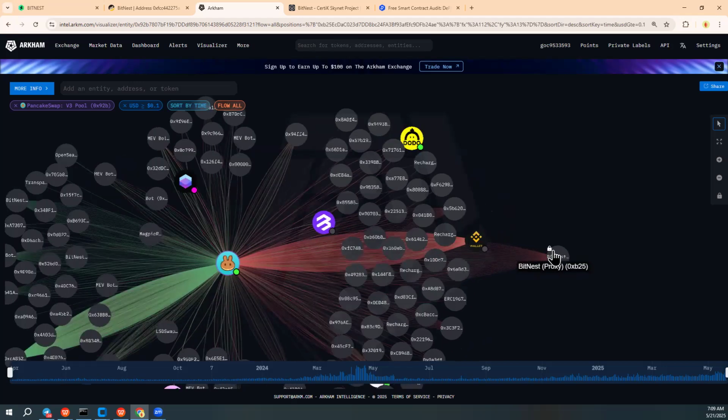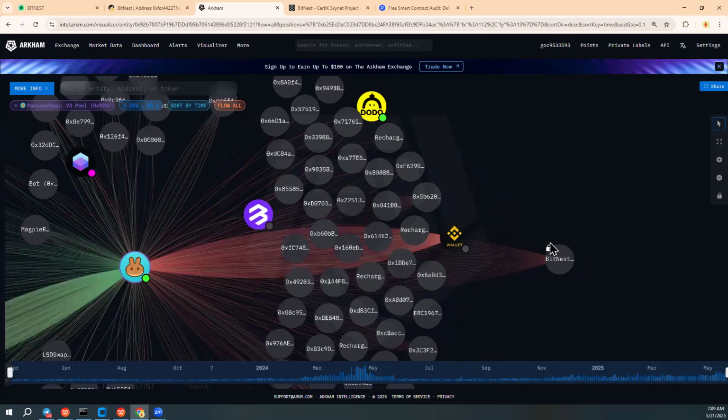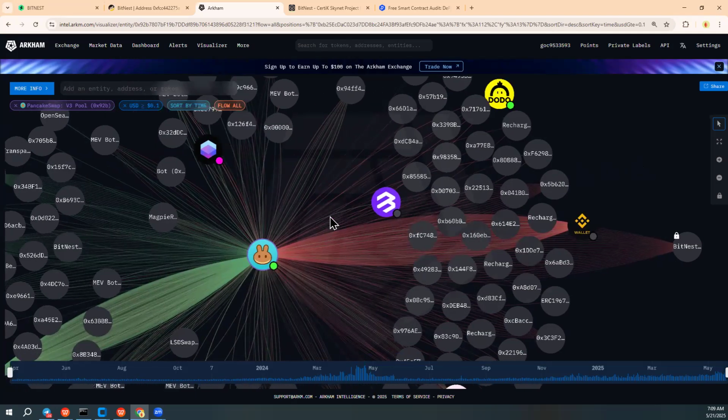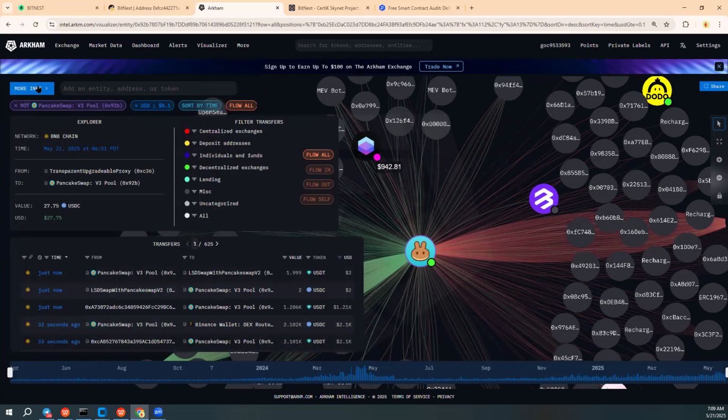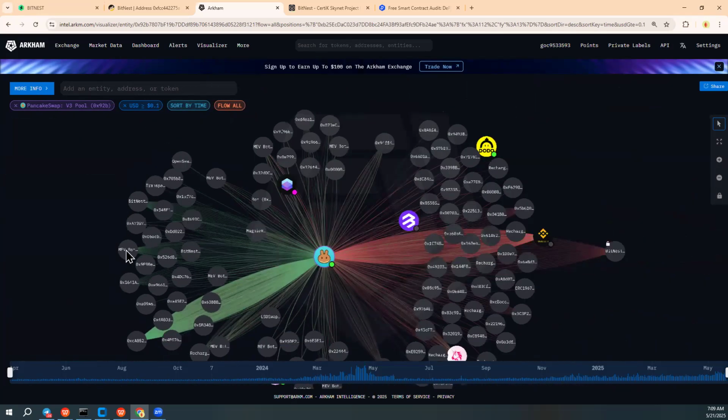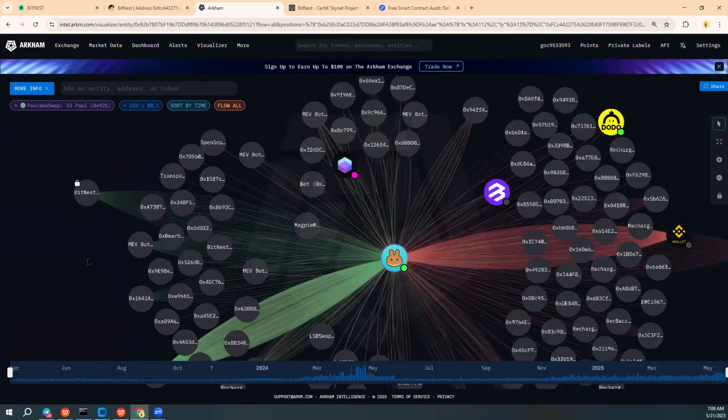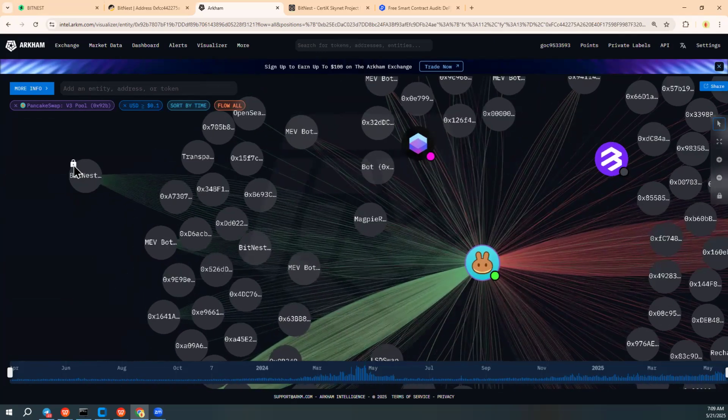Do you see this lock? All right, it's locked. It means that nobody can move the funds, right? And another is this BitNest also. Can you see this? It's locked also. All right, there is no way that anybody is controlling the wallets, and nobody is enabled to move all the funds out from the PancakeSwap, right?